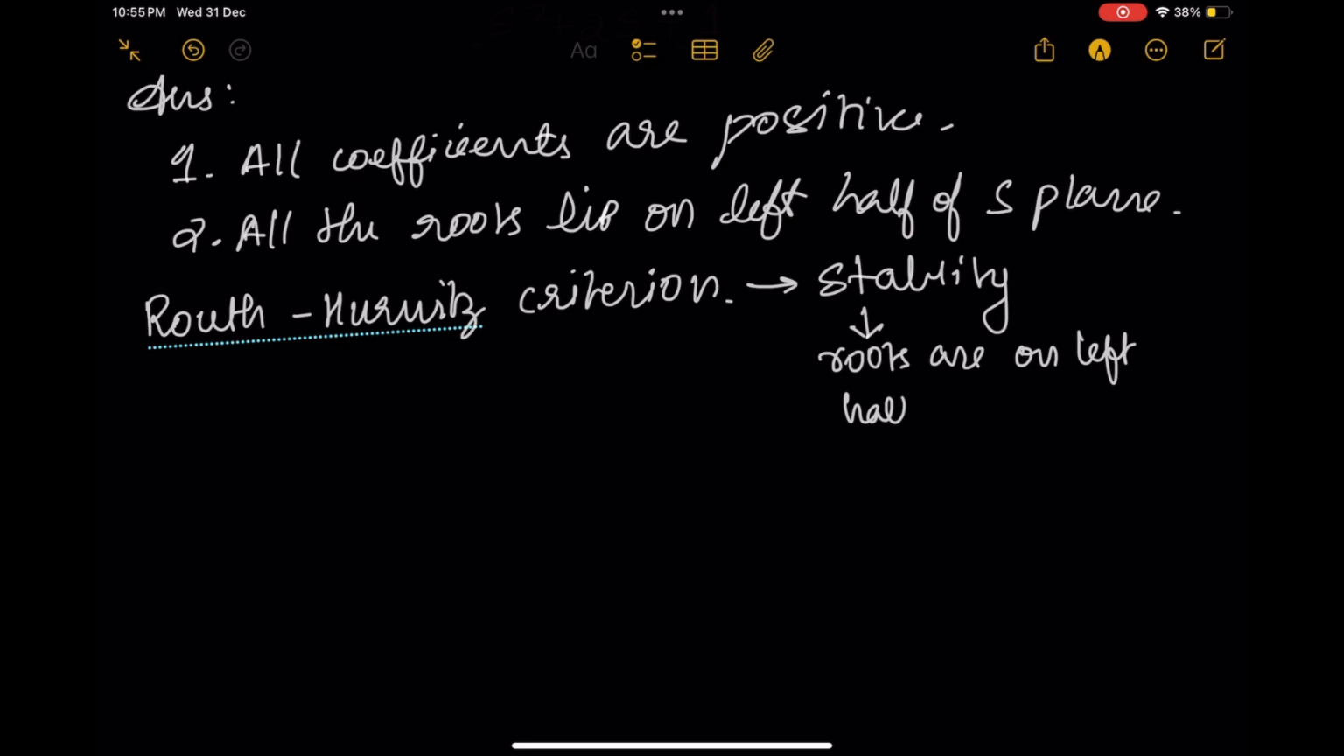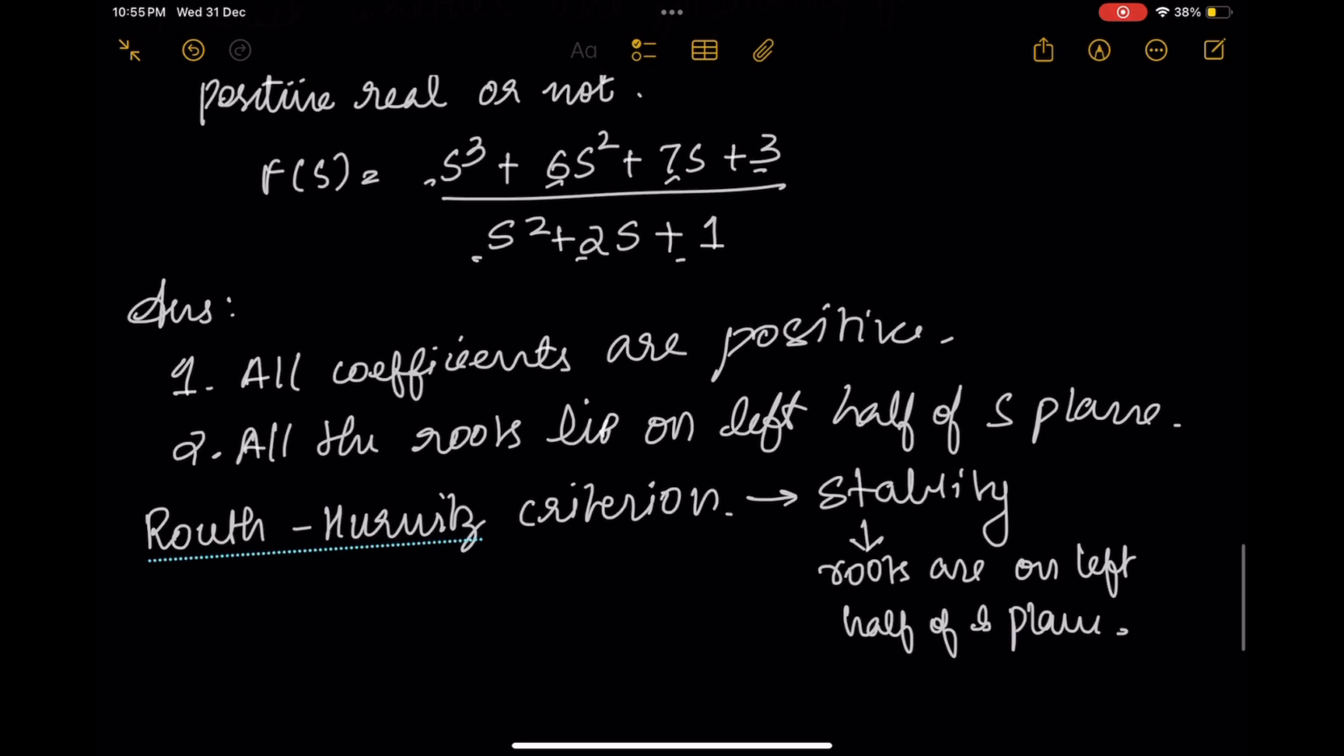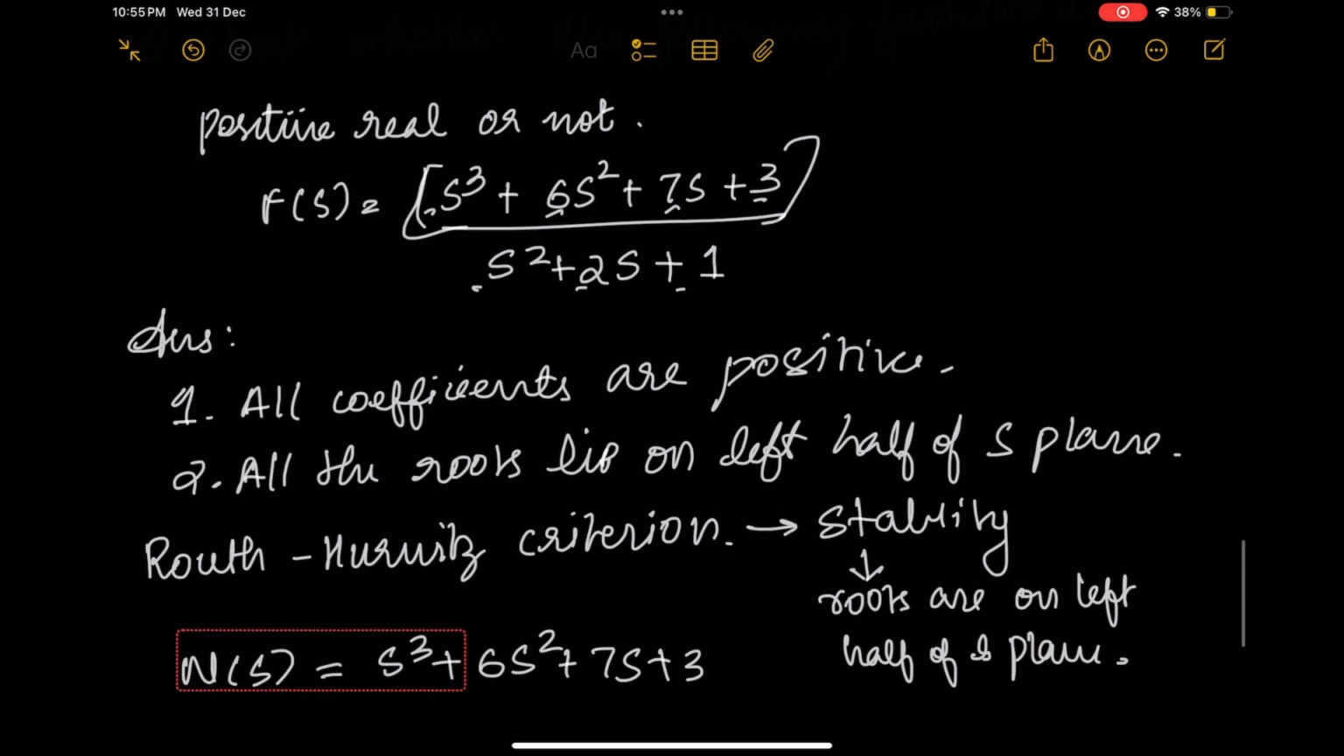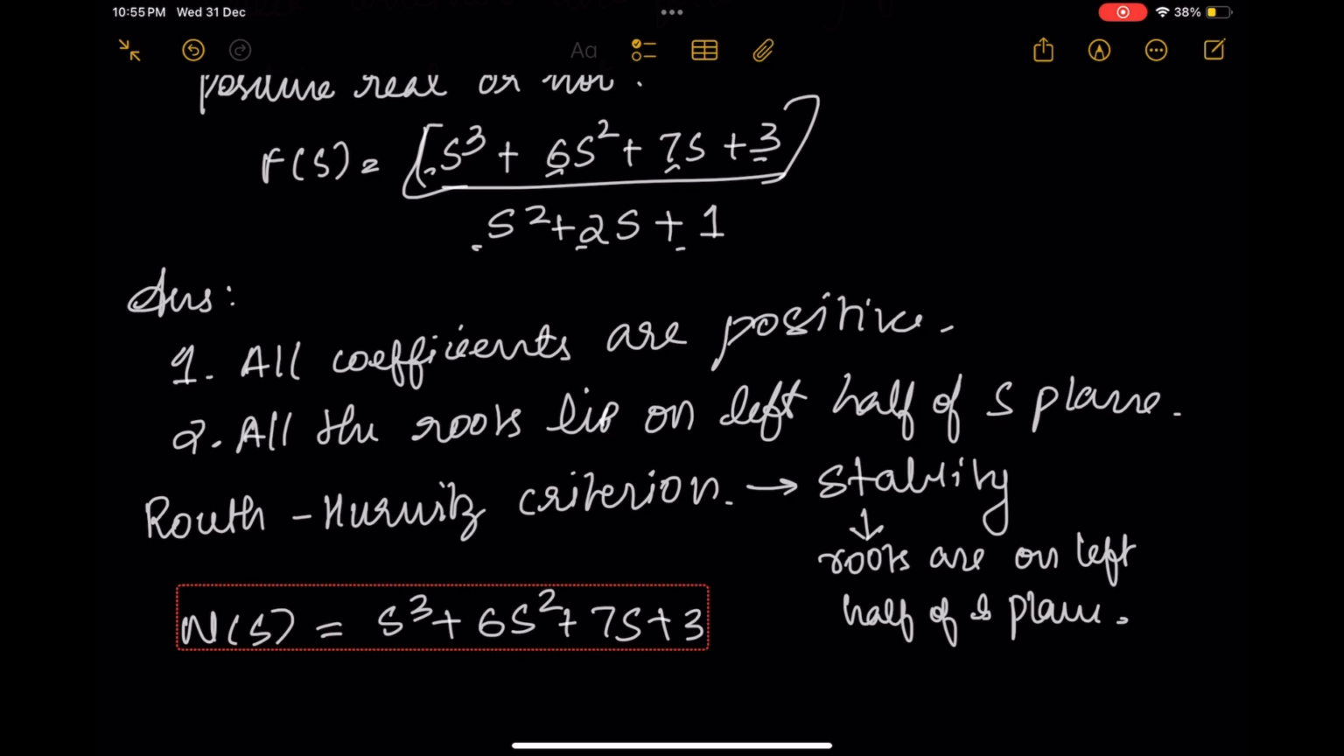So I'm going to do the Routh-Hurwitz criterion. First of all, I'm taking the numerator. I'm writing n of s as s cube plus 6s square plus 7s plus 3. Isn't that it? s cube plus 6s square plus 7s plus 3. So now I'm going to solve it.